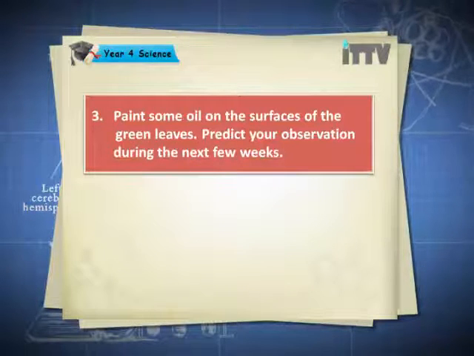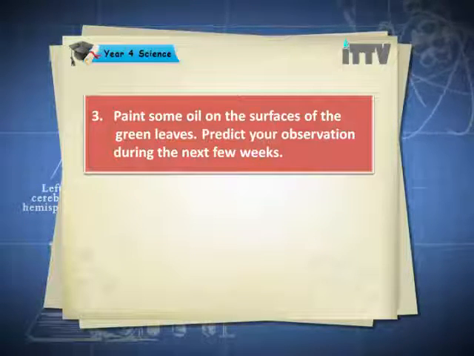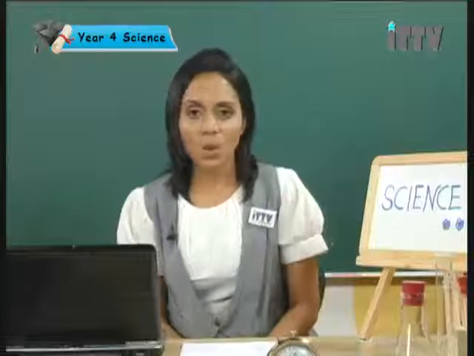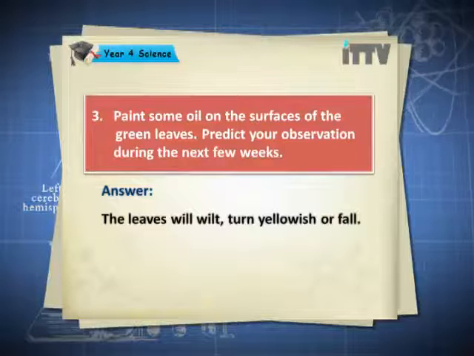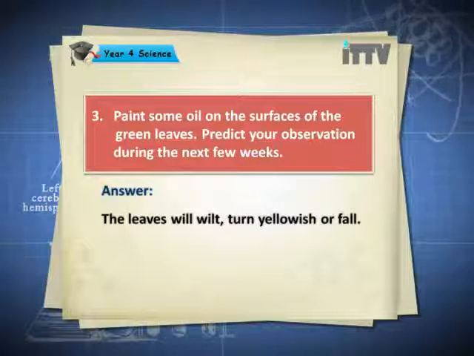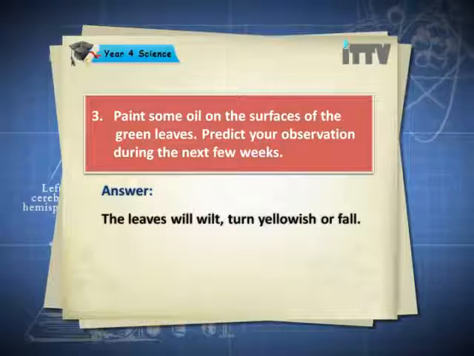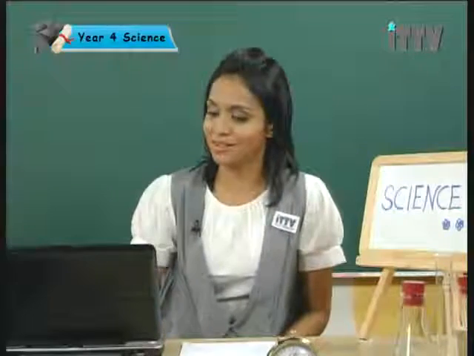Question 3. Paint some oil on the surface of the green leaves. Predict your observation during the next few weeks. Now, painting the surface of the leaf with oil causes the leaf not to get enough oxygen or carbon dioxide. So here, the plant lacks air. Let's look at the answer. The leaves will wilt and turn yellowish or fall. Of course, without the presence of air, there is no process of photosynthesis. Let's move over to the last question.